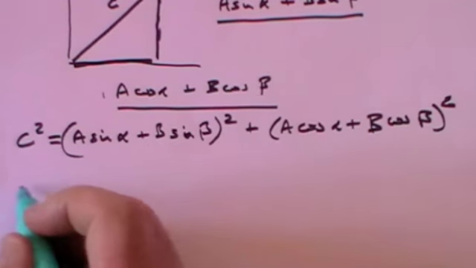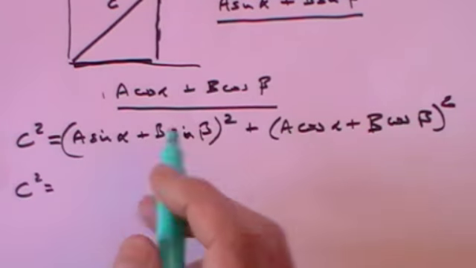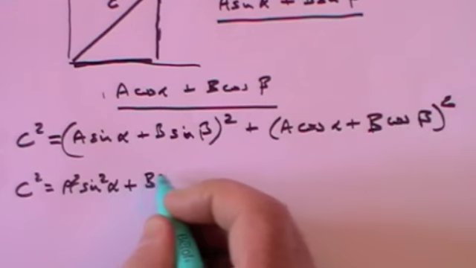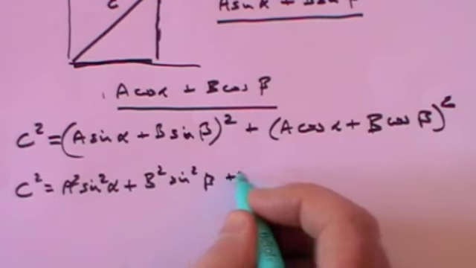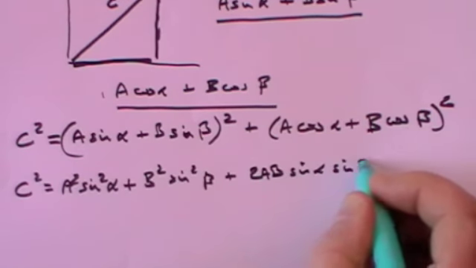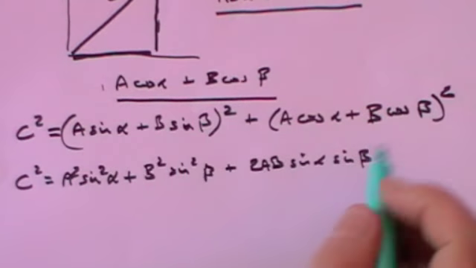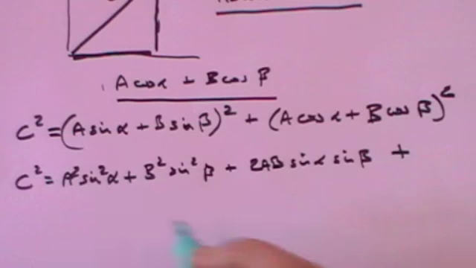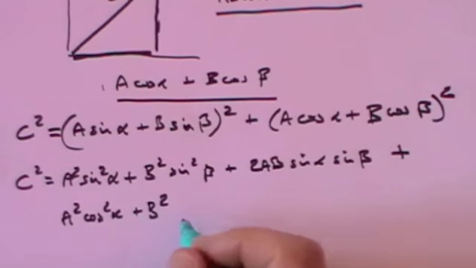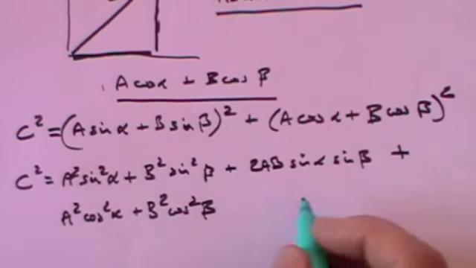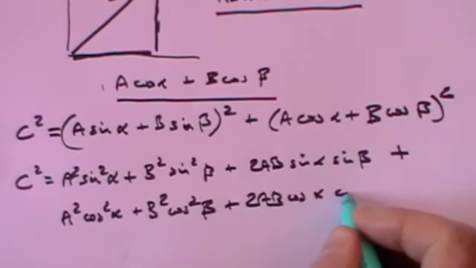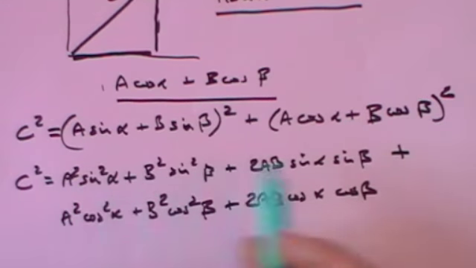Well, humour me, let's actually do that. This is going to be A squared sine squared alpha plus B squared sine squared beta plus 2AB sine alpha sine beta. That's just that term. Plus this term squared, which is going to be A squared cos squared alpha plus B squared cos squared beta plus 2AB cos alpha cos beta. That's the complete working out.